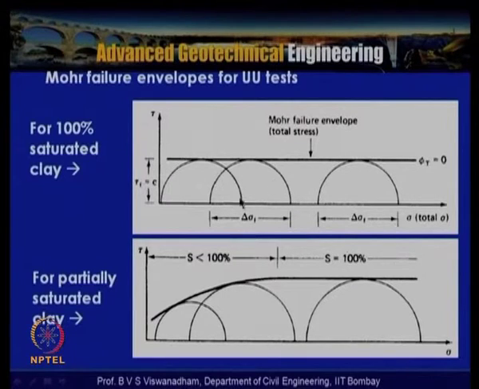So this indicates that the strength is independent of the confining stress. Whatever confining pressure you apply, that much deviator load is generated in such a way that the diameter of the Mohr circle remains constant.